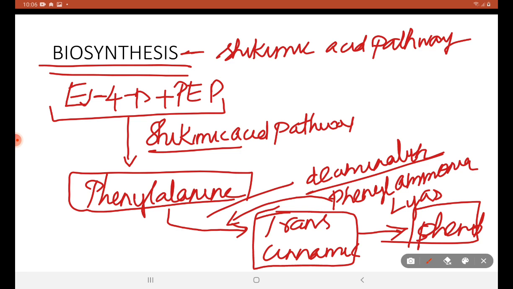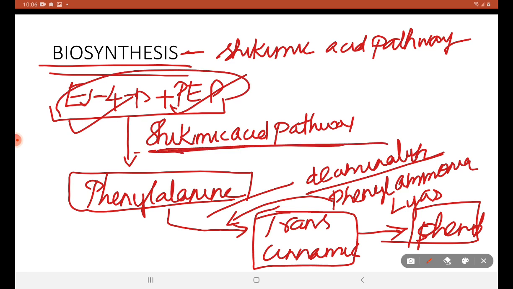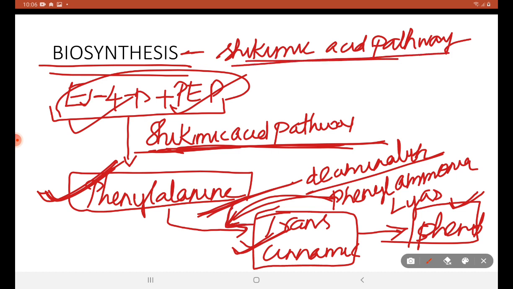So, erythrose 4-phosphate and phosphoenol pyruvate combine and undergo the shikimic acid pathway. With the shikimic acid pathway, they form phenylalanine. Phenylalanine is then converted into transcinnamic acid and then to phenol. In this conversion, deamination takes place. Phenylalanine ammonia lyase is the enzyme involved.